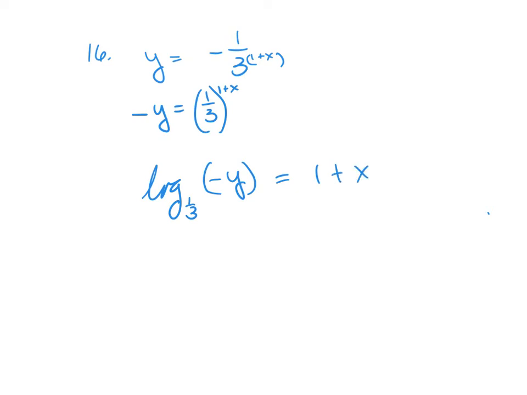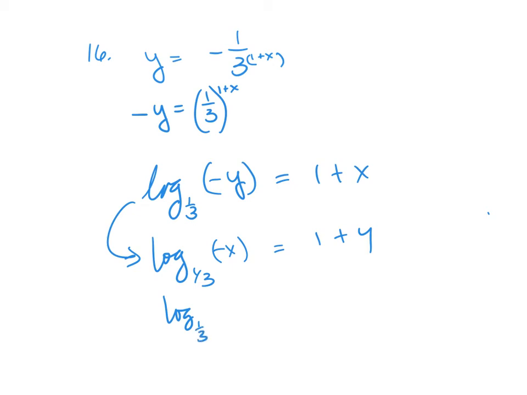Then I switched the x with the y and the y with the x. So log base 1/3 of negative x equals 1 plus y. And to leave the y alone, you subtract 1. So log base 1/3 of negative x minus 1 equals y.